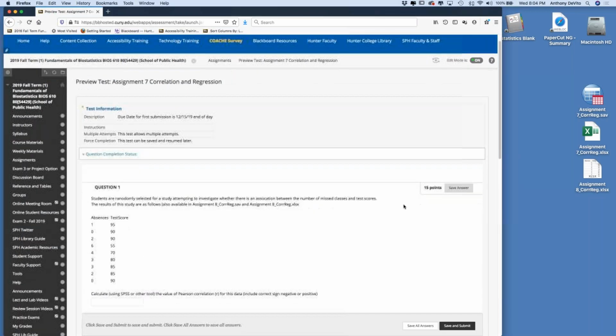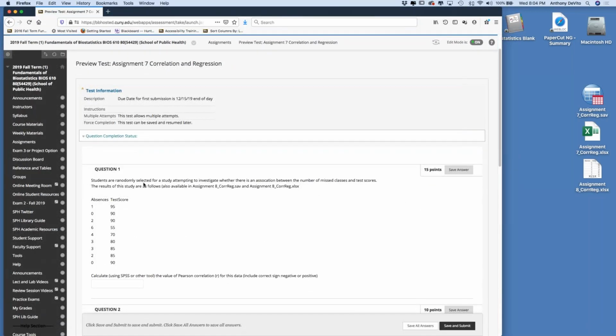So in here, the first question is, students are randomly selected for a study attempting to investigate whether or not there's an association between the number of missed classes and test scores. The results of this study are as follows, also available in assignment 8, correlation. I changed the number on there to assignment 7 so that it makes a little bit more sense. I'll change it here also when we're done.